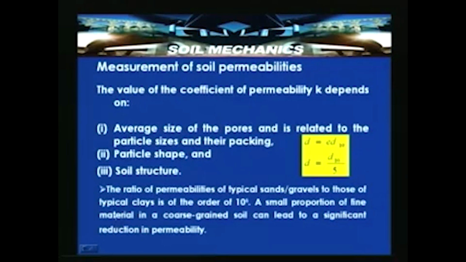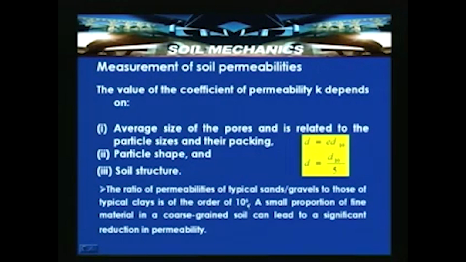The ratio of the permeabilities of typical sands and gravels to those of typical clays is of the order of 10 to the power of 6. As we already discussed, the ratio of the permeabilities of typical sands and gravels to those of typical clays is of the order of 10 to the power of 6.